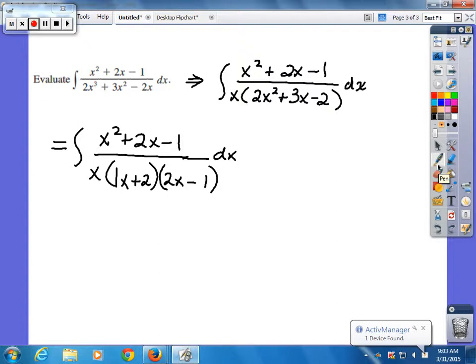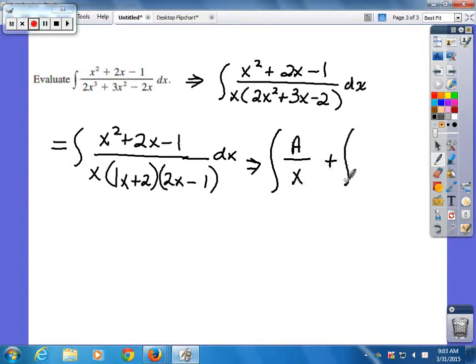So that's going to give us the antiderivative of A over x plus the antiderivative of B over x plus 2 plus the antiderivative of C over 2x minus 1.